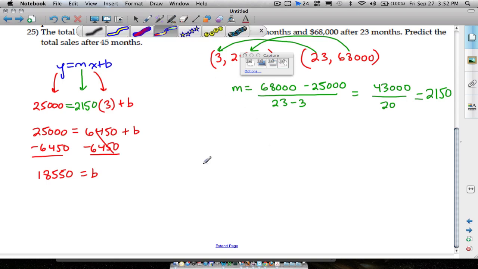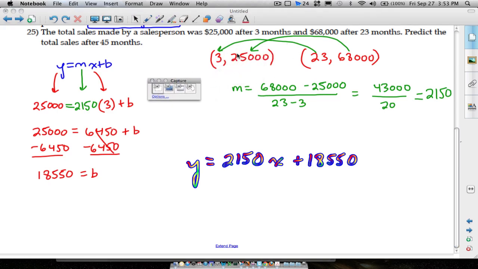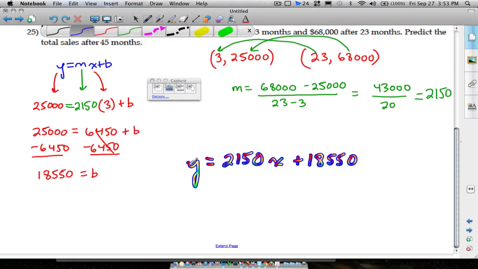So our equation is y equals 2150x plus $18,550. Now, what does this equation mean? Well, we're going to answer the question. We're going to predict the sales after 45 months. Notice I let x be 3 months here, I let x be 23 months. The idea is this. Since we let x be the months, we want to plug in 45. Since that's 45 months, you want to plug it into x. And then y is going to be the sales after 45 months.